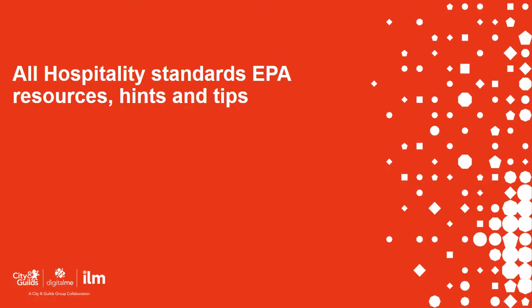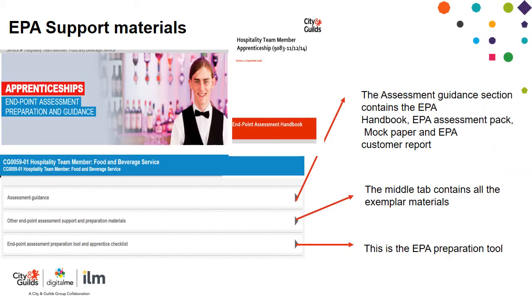Now let's have a look at all the EPA resources we have available across the hospitality standards, as well as some hints and tips to ensure your apprentices progress smoothly through EPA. Rebecca talked earlier about the EPA Preparation Tool. This is where you can find all the valuable resources you need to ensure your apprentice is ready for EPA. The assessment guidance section at the top contains the EPA handbook, assessment pack and passwords, as well as the mock paper and the customer report.